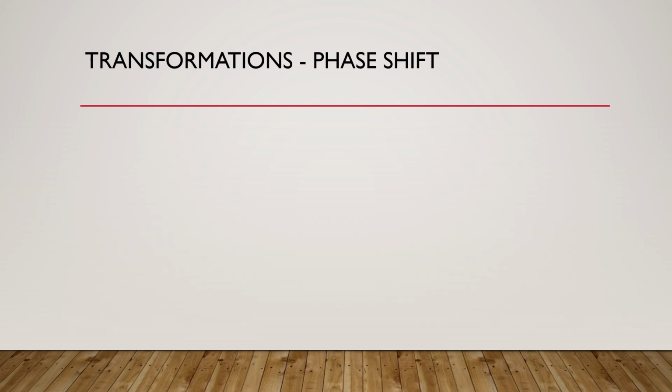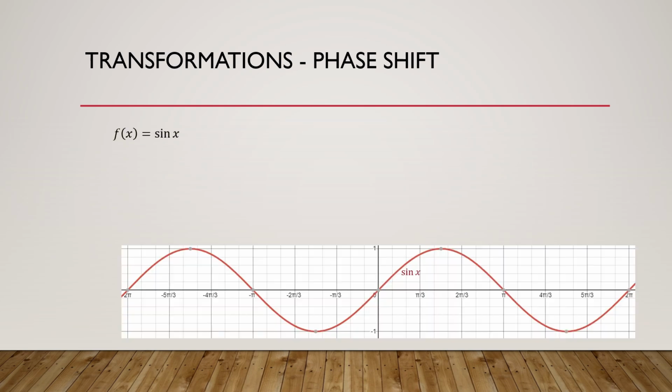Lastly, let's evaluate a phase shift transformation. Starting with the sine graph, we can add or subtract a value from x prior to applying the trigonometric function. For example, sine x plus pi over 3. To understand what happens to this graph, we can simply see that an x value of -pi over 3 will result in taking sine of 0, which is 0.